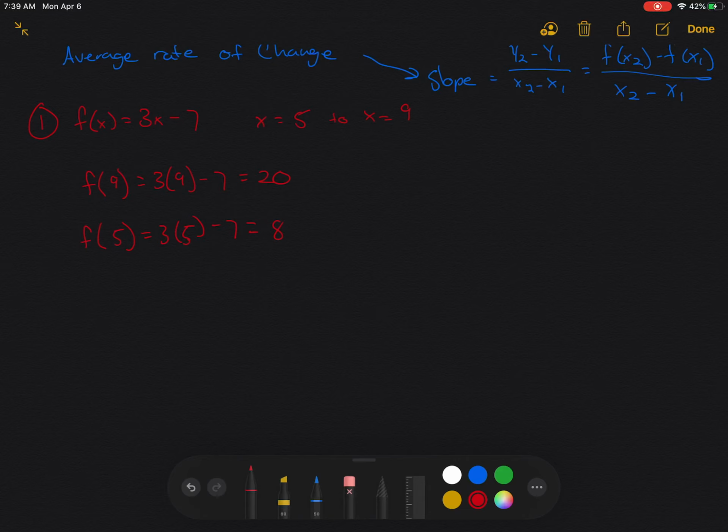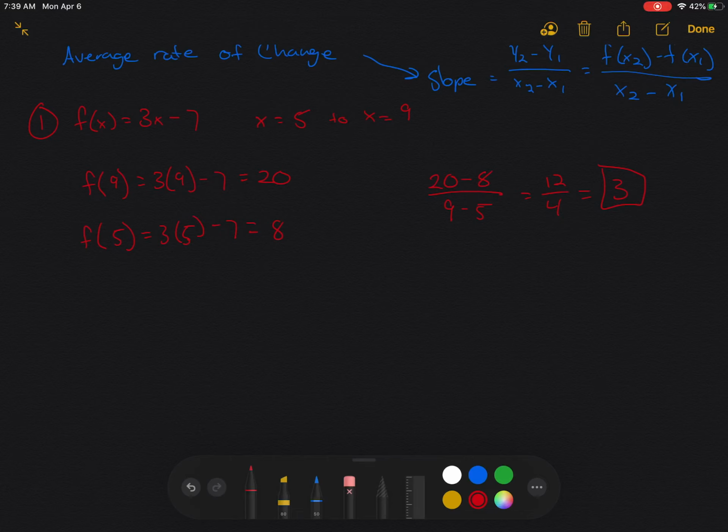So now we can find our slope. Remember what slope is? It's the average rate of change. So now we take those formulas I wrote at the top. We have 20 minus 8 over 9 minus 5, which is 12 over 4, which equals 3. So our average rate of change is 3 based on that function.